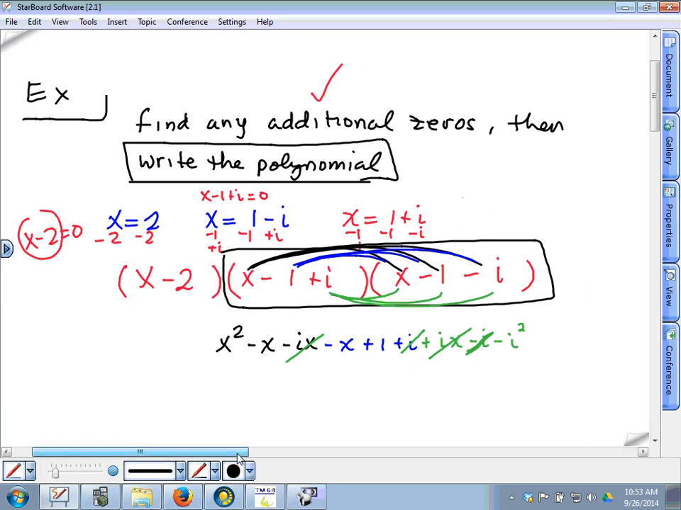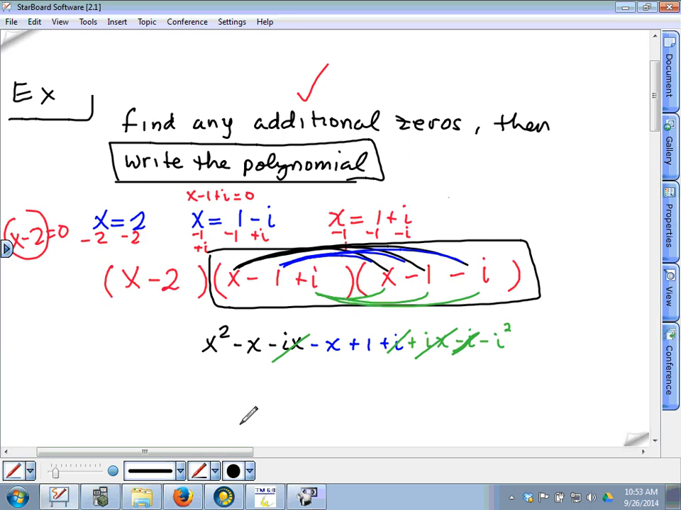I'm sure most of you don't recall this. I'd be surprised if you do, but you did learn this last year regarding i squared equaling something. Negative 1, and a couple of you remembered. This was something that was taught last year. i squared really equals negative 1. So then, what is this right here? i squared.